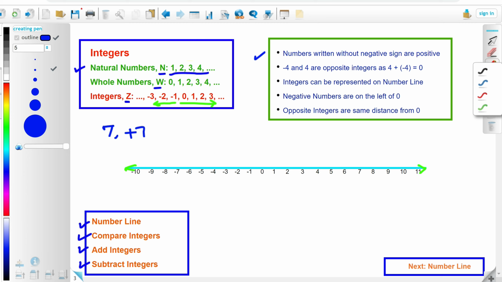On a number line, plus 7 will be where? Well, this is the number line, 0. So let me mark the 0 here. Then 7 will be a straight line going towards the right hand side. So from here to 7, that becomes 7. So this number, let's say point A, represents the number 7.